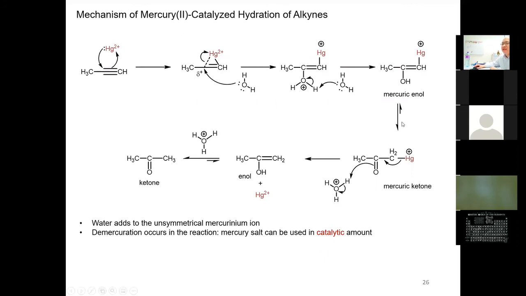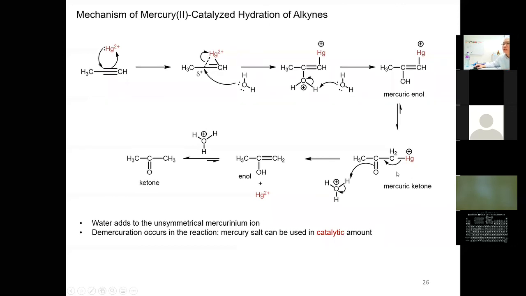So due to this kind of mechanism, first we have Markovnikov selectivity just like the alkene, right? Second, we know from this mechanism that the demercuration occurs in the reaction. You don't need to add anything. So that's different from the alkene oxymercuration, because for the alkene oxymercuration, you need to add sodium borohydride to remove the mercury, right? But for the alkyne, because this is so unstable, the mercury will be removed spontaneously in the reaction. So the mercury salt can be used in catalytic amount. Do you understand the logic? Because during the reaction, the mercury salt is released, so the mercury salt can go back to the starting material. So you only need a catalytic amount of mercury salt to facilitate the reaction.